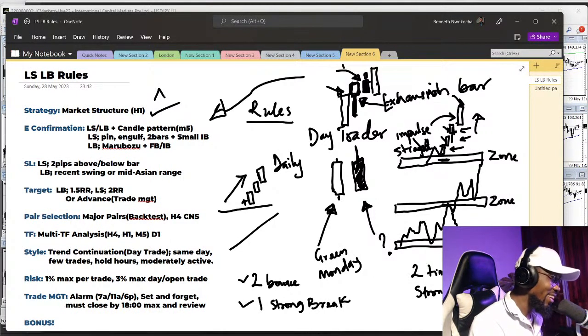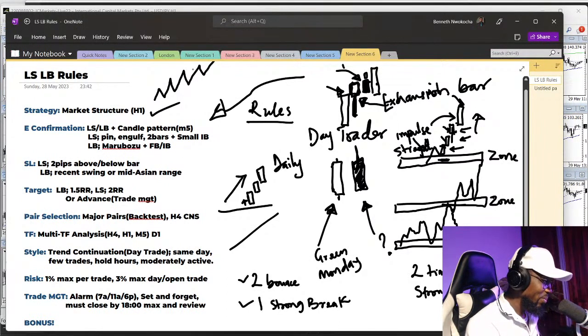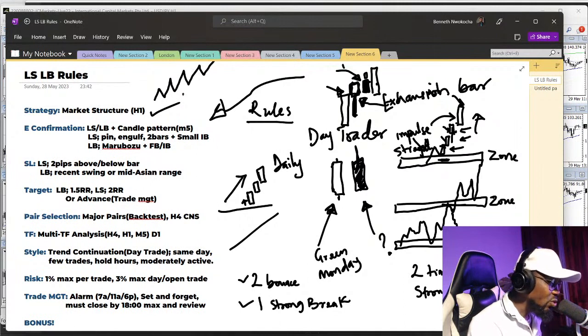Kalas. Kalas means finish. Higher high and higher low. Which market on H1 is giving us higher highs and higher lows? Which market? This is the direction.